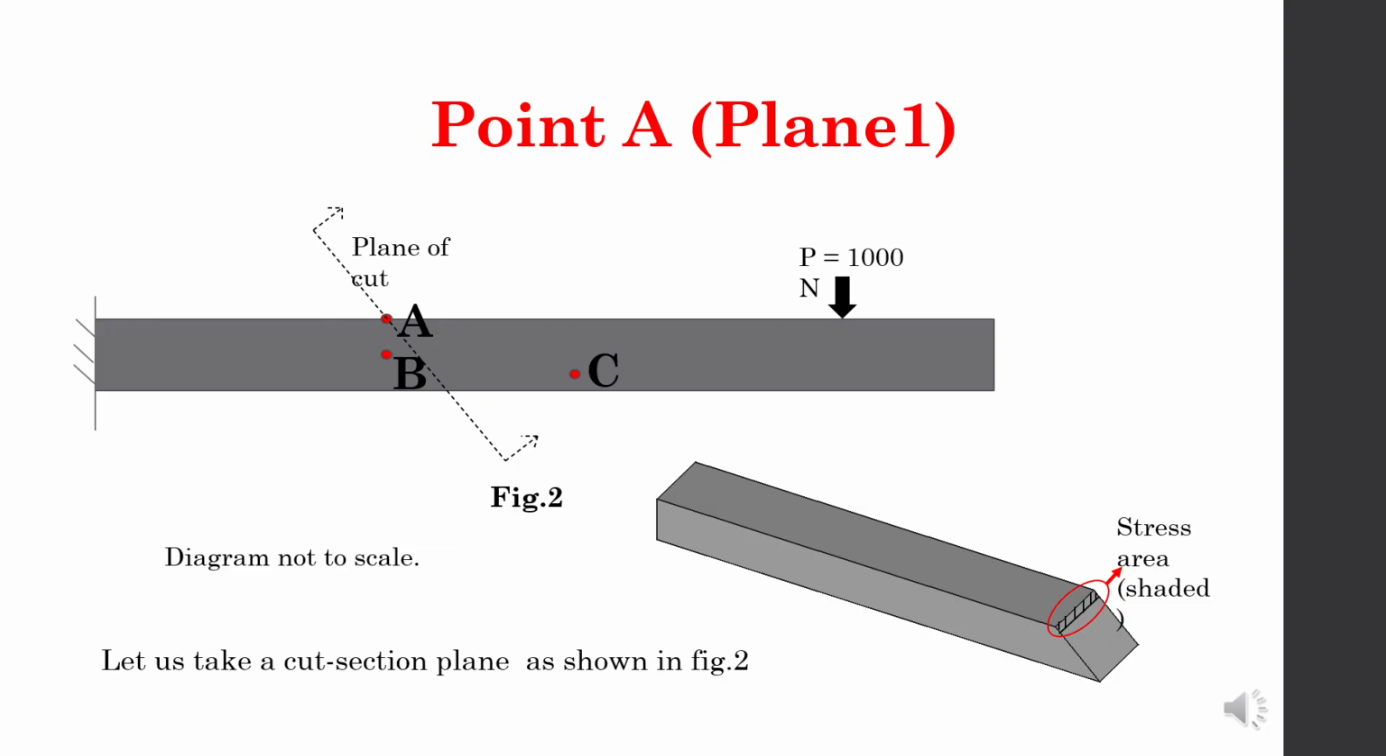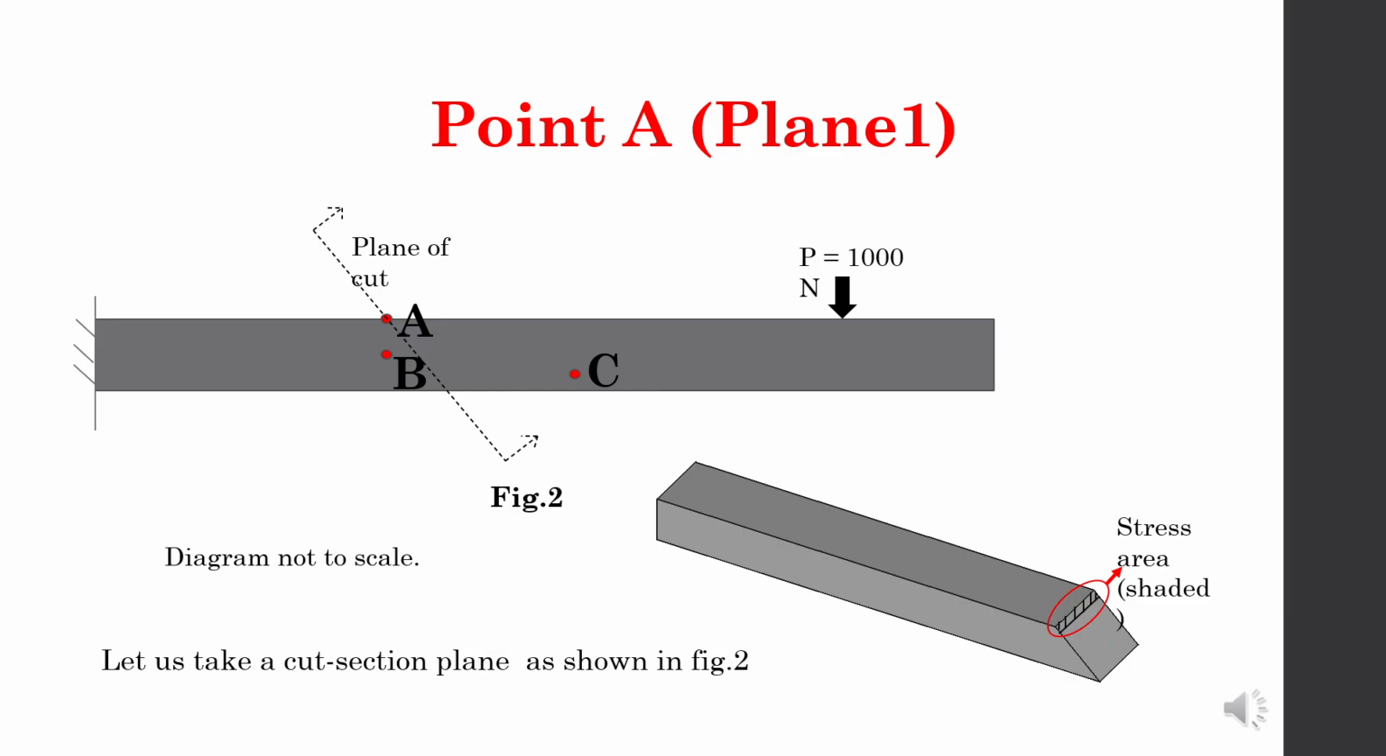On screen is the problem that I had earlier described. The same bar fixed at one end, and close to the free end we have 1000 newtons applied as a transverse load. I'm going to take 3 points here, A, B and C, which are indicated by the red dots, and we are going to cut through these points by an inclined plane. The plane of cut you can see, shown by dotted line and arrows, is the plane through which we are going to cut.